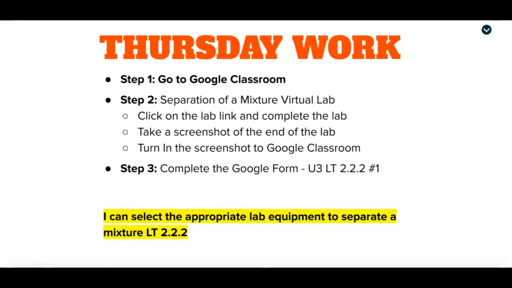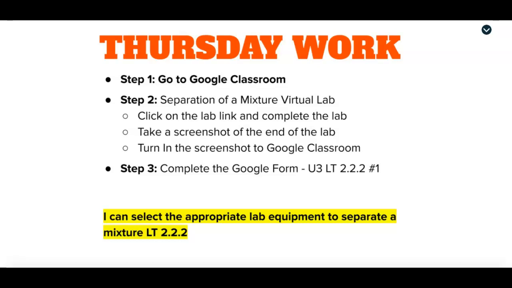So that brings us to talking about Thursday's work. Keep in mind, this is not a continuation of today. This is a separate assignment. Thursday is always a separate lesson. And for that lesson, what you guys are going to be doing is a virtual lab in which you're going to separate a mixture. So we're going to learn about what mixtures are today. And tomorrow, your lab is going to be actually taking a mixture and separating it.